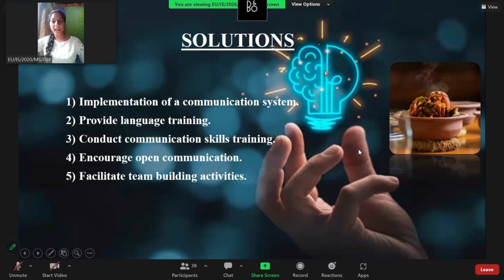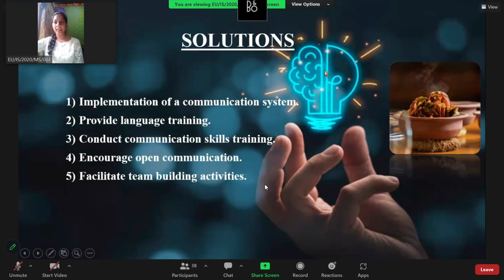I am Sankalpana. My registration number is MS84. My part is solutions. As mentioned earlier, we have looked for solutions to the employee communication problem. What are these solutions? They are implementation of a communication system, provide language training, conduct communication skill training, encourage open communication, and facilitate team building activities. Let us analyze the solutions one by one.